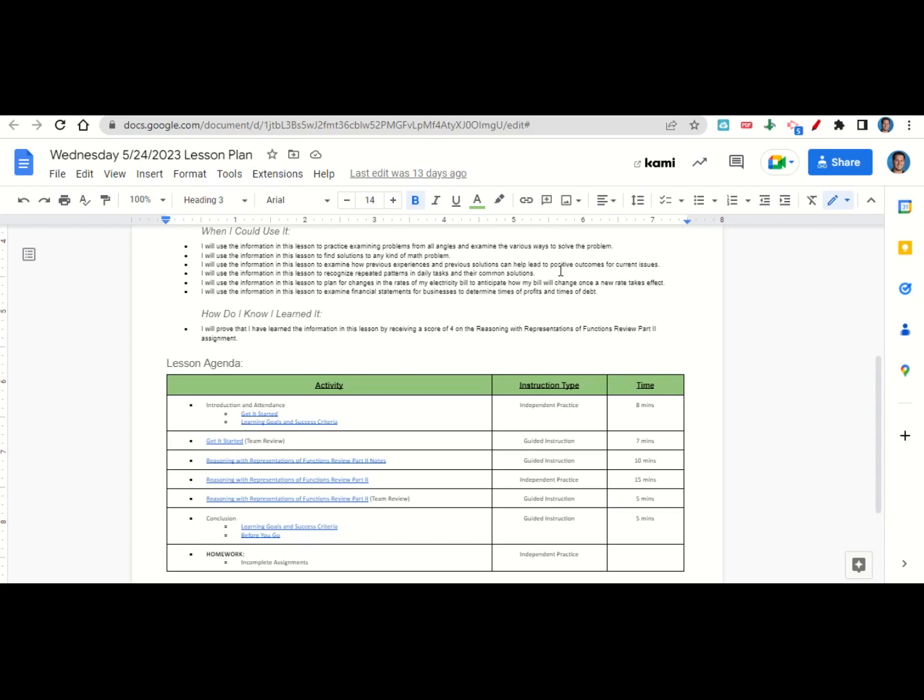time to complete the Reasoning with Representations of Functions Review Part 2 assignment. Once you've completed the assignment, we'll go over it together and answer any questions that you may have. At the end of class, we'll go back over our learning goals and success criteria while you fill out your Before You Go. Your only homework for tonight is to complete any incomplete assignments that you may have.